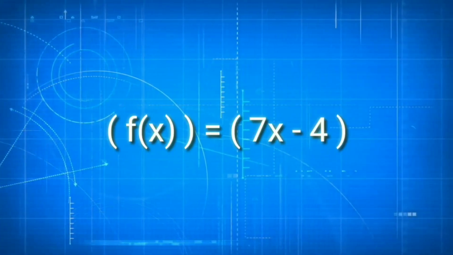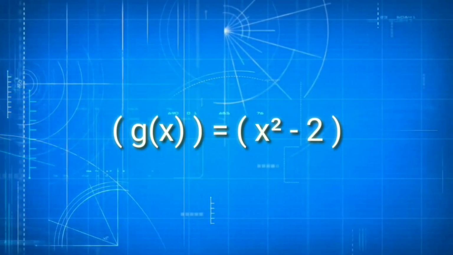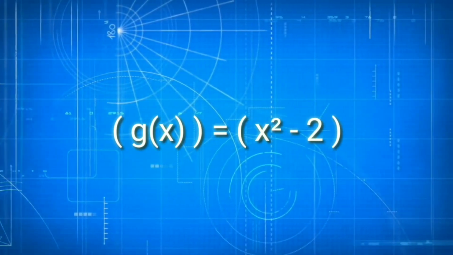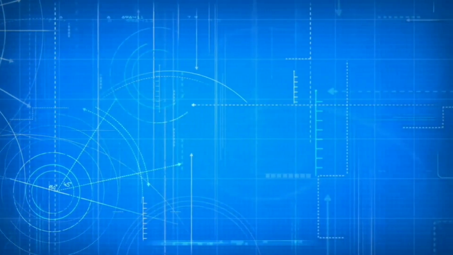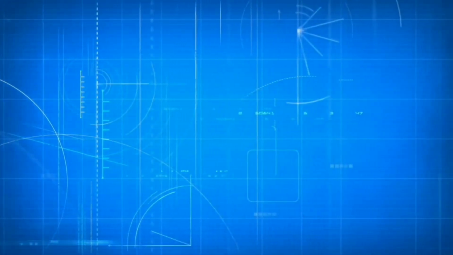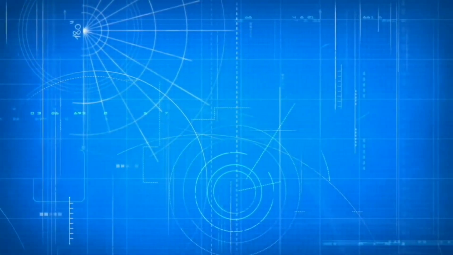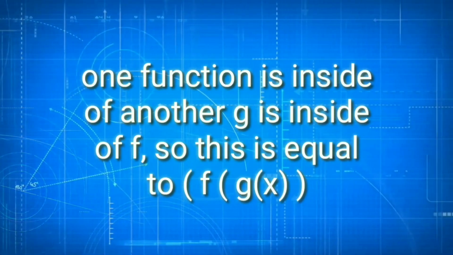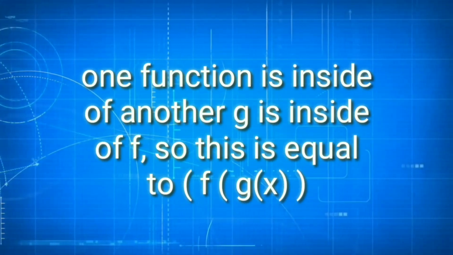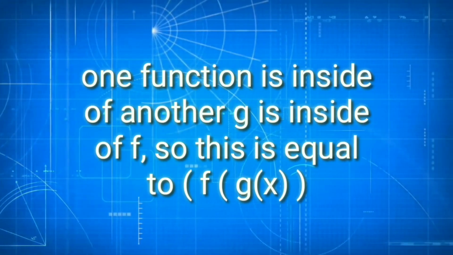For example, f of x is equal to 7x minus 4, then g of x is equal to x squared minus 2. What is f of g of x? Take note that f times g is different from f of g. When we say closed circle, it is the multiplication. But if you see an open circle, it is the composition of functions. One function is inside of another. g is inside of f. So, this is equal to f of g of x.